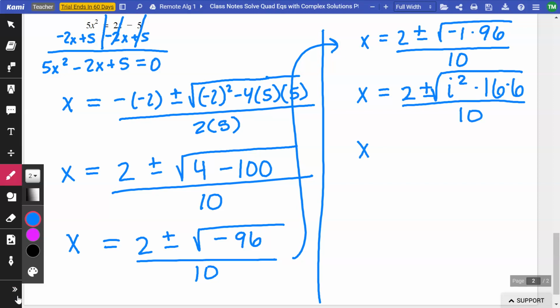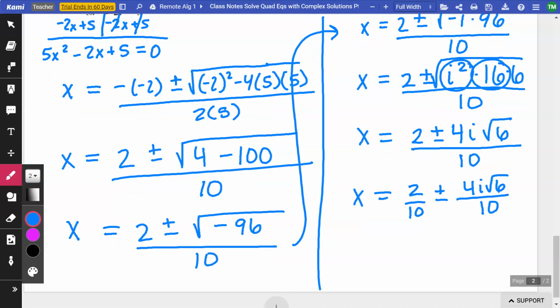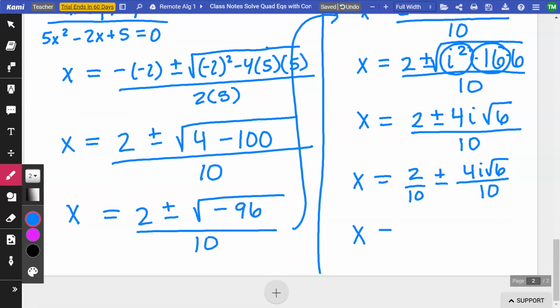So x is equal to 2 plus or minus the square root of 16 is 4. The square root of i squared is i, root 6, all over 10. We're going to break that apart into two separate fractions, 2/10 plus or minus 4i root 6 over 10, and then simplify those fractions. So x is equal to, both of these divide by 5, so this becomes 1 and this becomes 2. Just kidding.